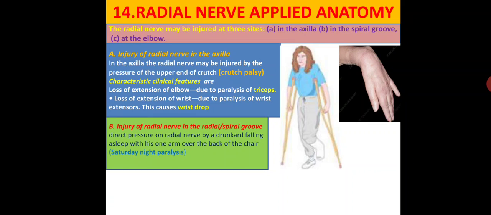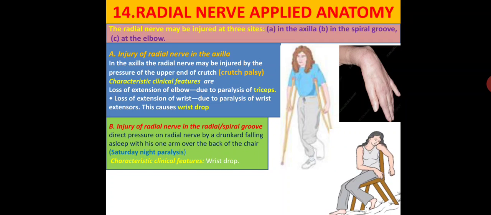At the spiral groove, when the nerve is injured or compressed, it is known as Saturday night palsy. There is pressure on the radial nerve when a drunkard falls asleep with one arm over the back of a chair. You can see the image here. While in this position, there is an injury of the radial nerve at the spiral groove, and the characteristic clinical feature is again wrist drop.